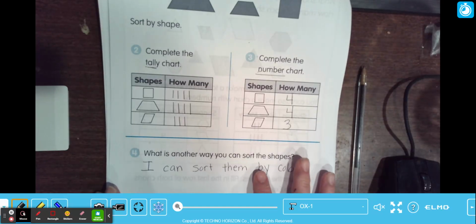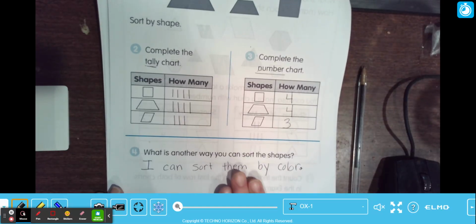So how do you feel you did on this page? Did you really understand it? Maybe you need a little more practice, or do you need a lot more practice?